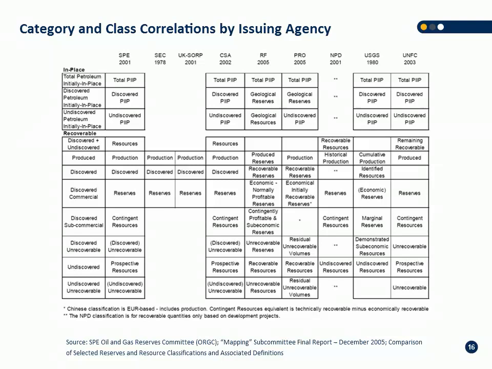You can see out of all the standards here, the Norwegians, the Russians, and the Chinese are the ones that differ the most in terms of the terminology. But what is common here is pretty much every classification of volume that you see in the SPE is very similar across most. There's an equivalent volume or a semi-equivalent volume in almost all the classification systems.